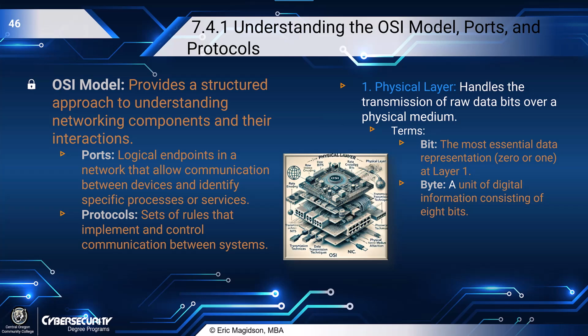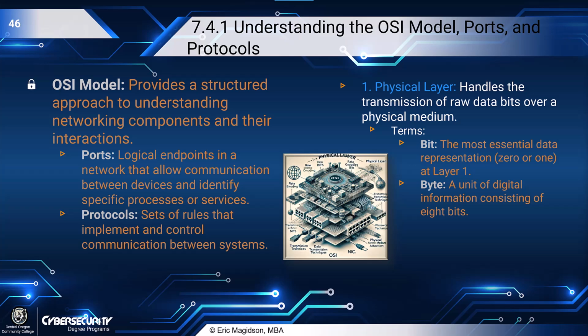So let's dive into the OSI model. We're actually going to start with the physical layer, layer 1. And we will work up, as you'll see in some great graphics that I hope you enjoy that I've provided for you. So, first of all, the OSI model, it's logical endpoints in a network that allow communication. Those are the ports. Protocols are the set of rules, okay, that we implement to control the communication at the different levels. And that starts with layer 1, which is the physical layer. It handles the transmission of that raw data, those bits, and those strings of bits or bytes over a physical medium.